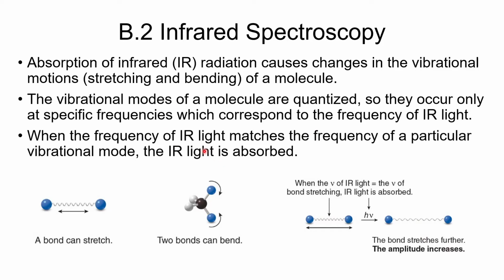And this is the basis of infrared spectroscopy: we shine the infrared radiation through a sample, and some of that infrared radiation is going to be absorbed because of these differences in vibrational states.